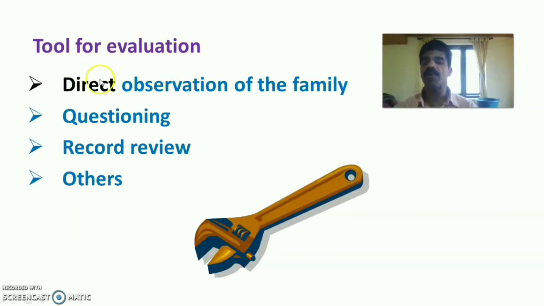The next is the tools for evaluation. Evaluation will be done with various tools such as direct observation of the family members by the community health nurse, then questioning the family members or through interview, then reviewing the records of the family members, that is record review, and with other methods or other tools for evaluation.